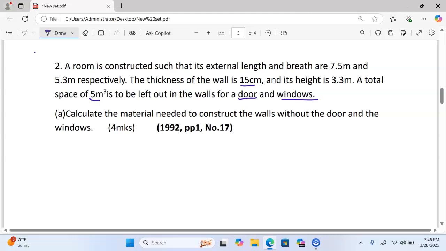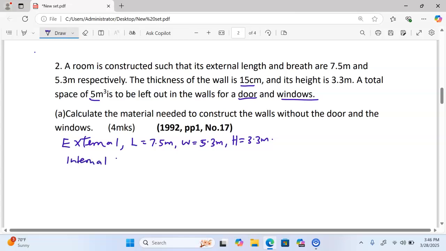The first thing we are going to do is to identify the external measurements. And the external dimensions we have the length of 7.5 meters. We have a width of 5.3 meters. We also have the height of 3.3 meters. From there now, we can get the internal dimensions.